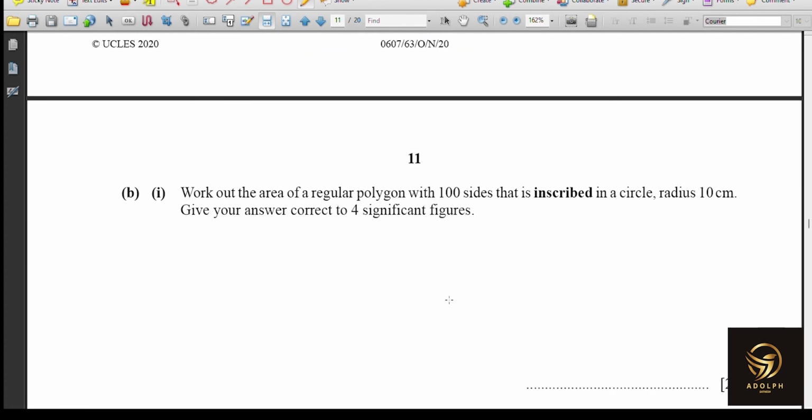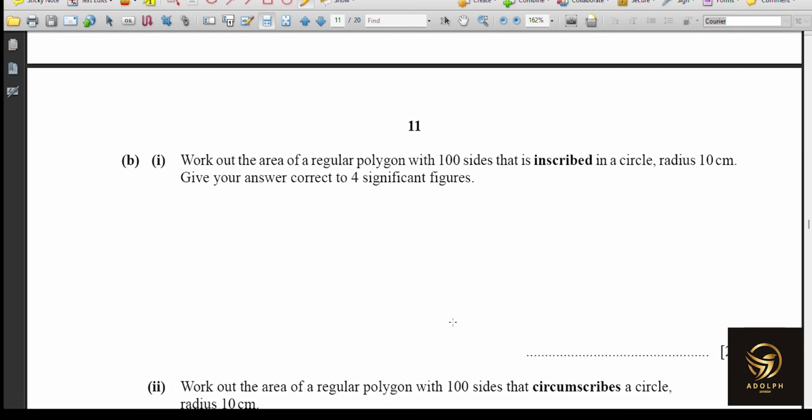Work out the area of a regular polygon with 100 sides that is inscribed in a circle of radius 10 centimeters square. Give your answer correct to 4 significant figures. So we are just going to use the previous formula. We don't want to think about how many sides, how many angles, what is identical; that is not required. The previous formula is the one they gave and we also proved: 50 times the number of sides, which here is 100. So 50 into 100 into sine of 360 divided by n, and n is 100 again.